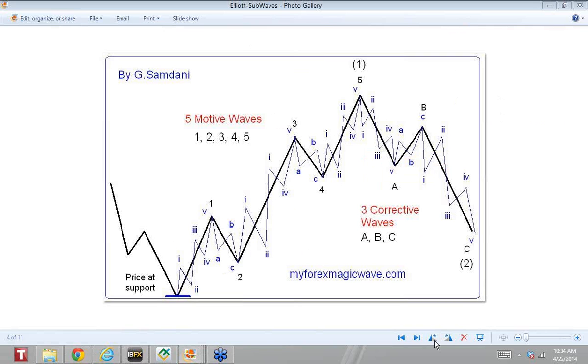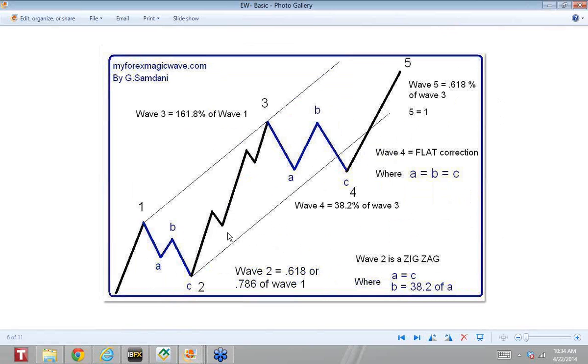Sometimes wave 2 and wave 4 are corrective waves where the price does a correction. Wave 1, 2, then you have wave 3, which consists of 5 subwaves in it: 1, 2, 3, 4, 5, that makes 3. Then you have a sideways correction instead of a fast zigzag correction. You have a very slow sideways correction with A, B, C, where A is equal to C.